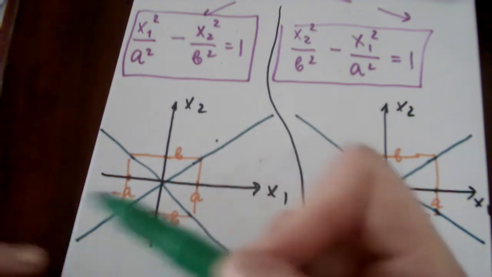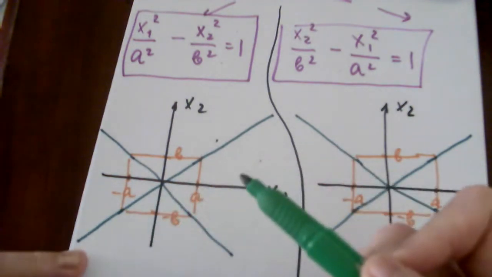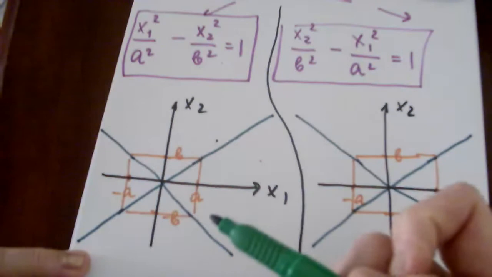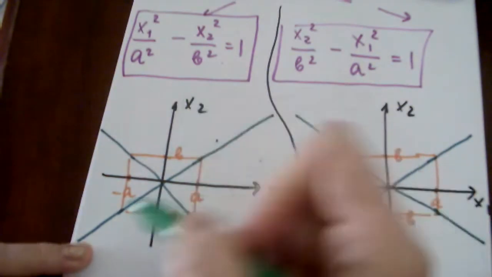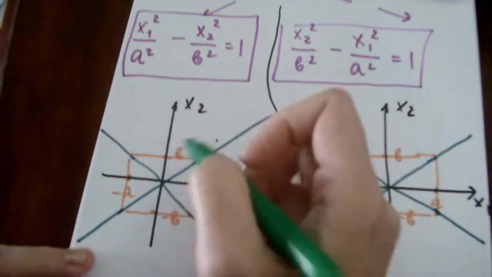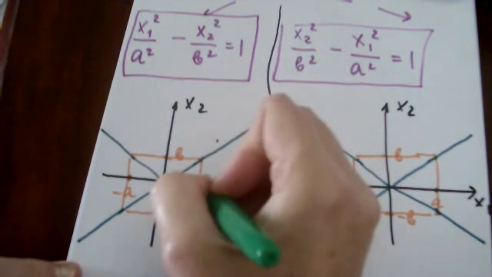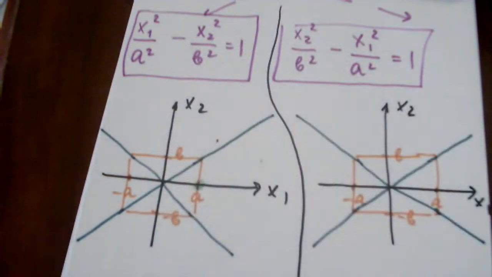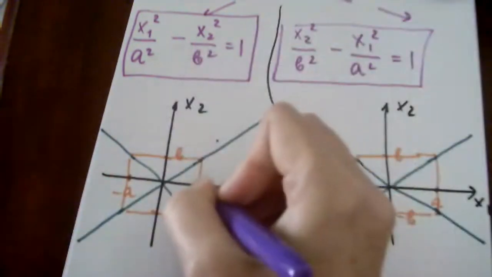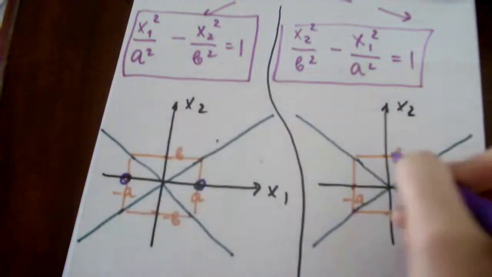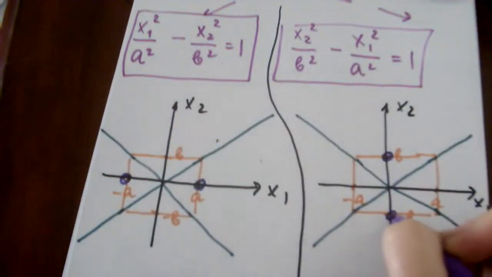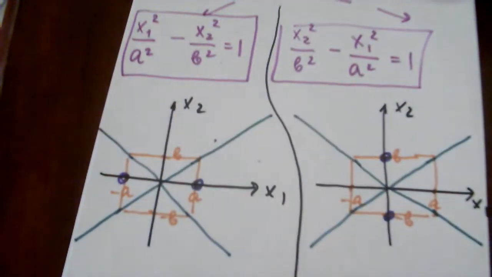So now we need to draw vertices of this hyperbola. And look at this. This is where the difference comes. So in the first case, these vertices will be here, here. These are two vertices. And in this case, they will be along the X2 axis. So note this difference.